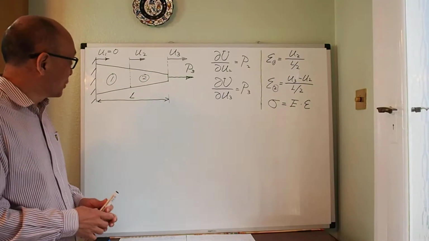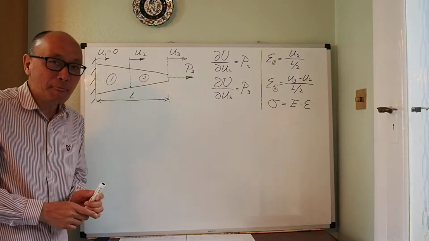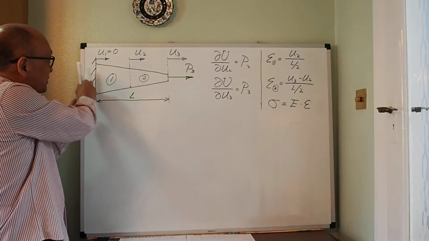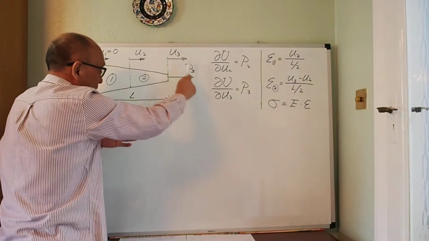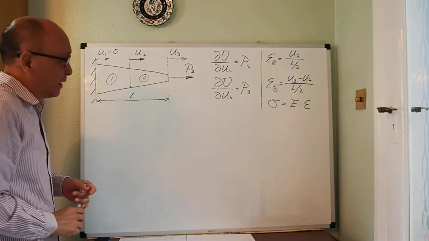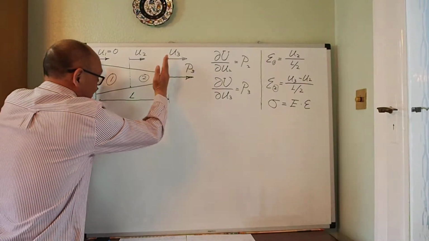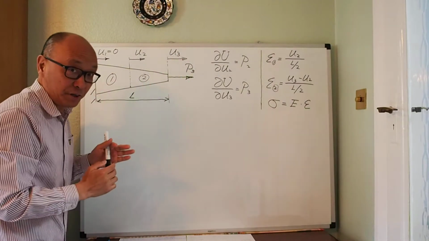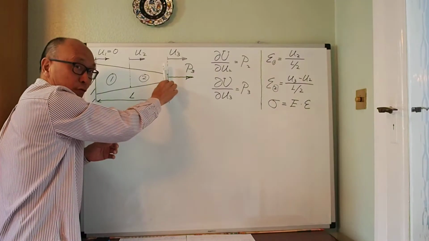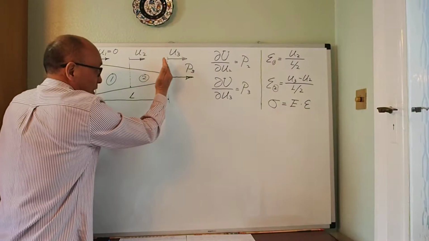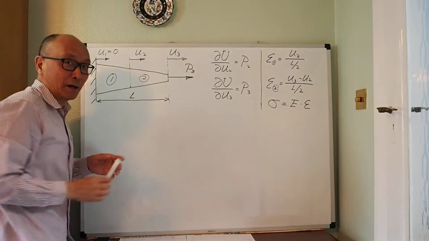Let me do that using a simple example of a solid bar. One end of this bar is fixed on this wall, and at the other end you apply a force, let's call that force P3. If you apply a force there, the material will deform, and that cross section will move to the right slightly. We call that displacement U3.